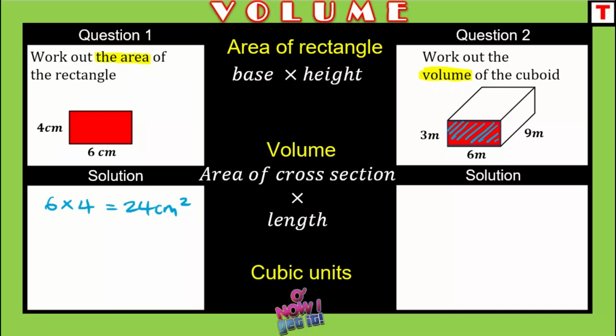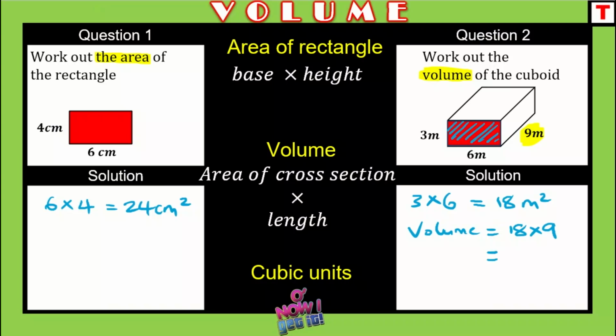So we're going to do 3 multiplied by 6, or 6 multiplied by 3, which is going to give us 18. And we can see that we're working with meters in this case. Therefore, this is going to be meter squared for the area. After which we can find the volume. So the volume would now be equal to 18 multiplied by how long the shape is. And we can see here that the shape is 9 meters long. So this is going to be multiplied by 9.